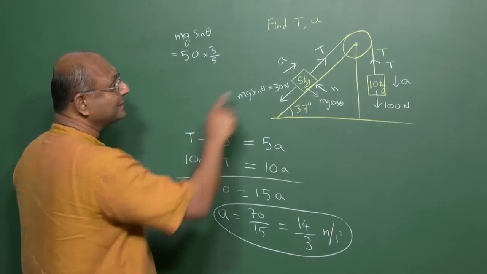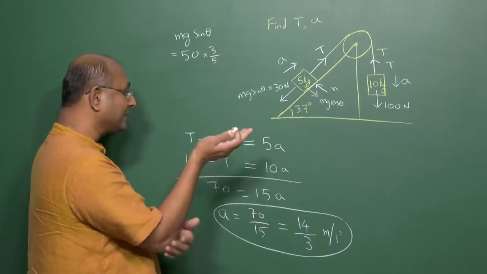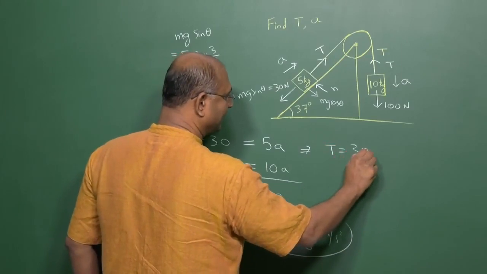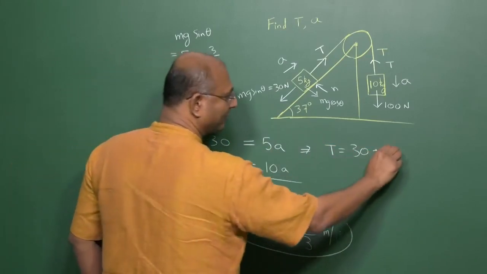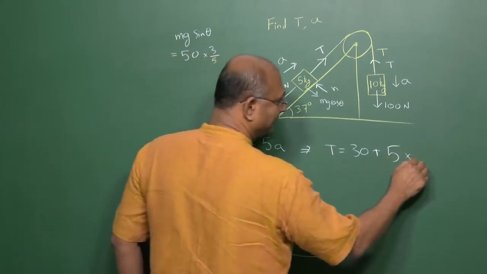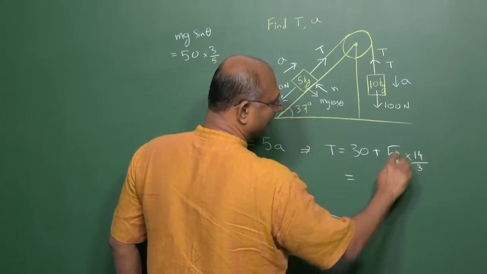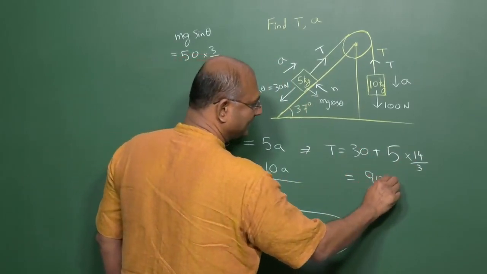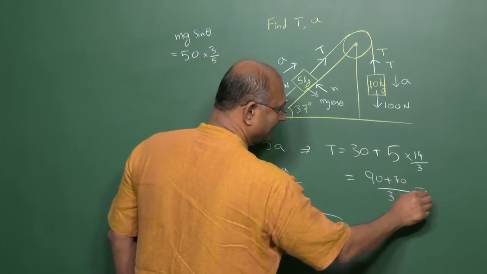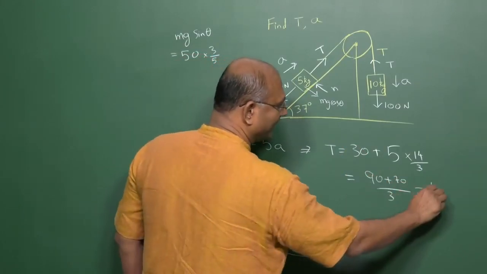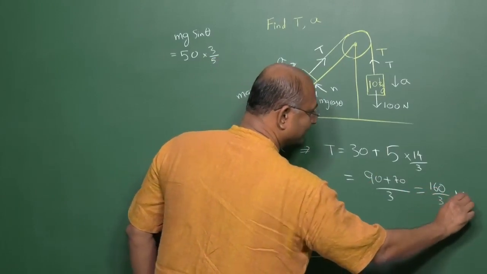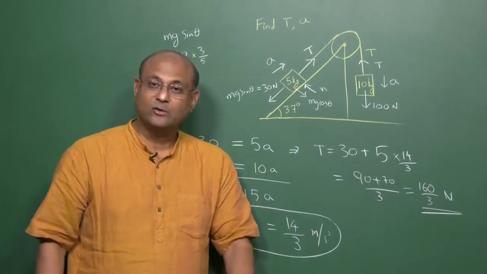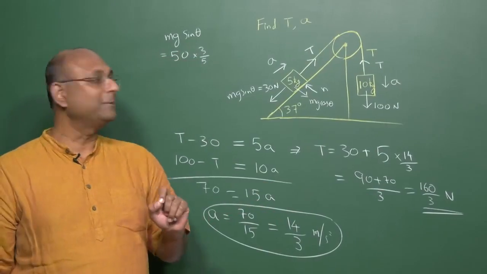And how do I find out what is the tension T? Substitute this acceleration into one of the two equations. So let me substitute it here. T is equal to 30 plus 5 times a, so 5 into 14 by 3. Now 14 into 5 is going to be 70. So 30 into 3 is 90. 90 plus 70 by 3, which is how much? This is going to become 160 by 3 newtons. Okay, so we have found both tension T, which is 160 by 3 newtons, and we have found acceleration 14 by 3 meters per second square.